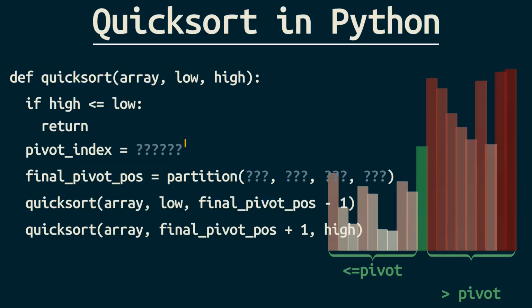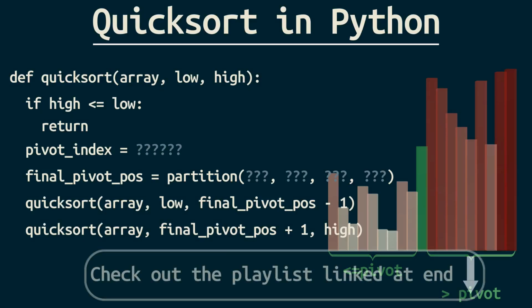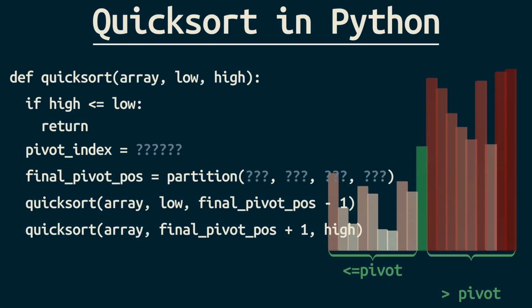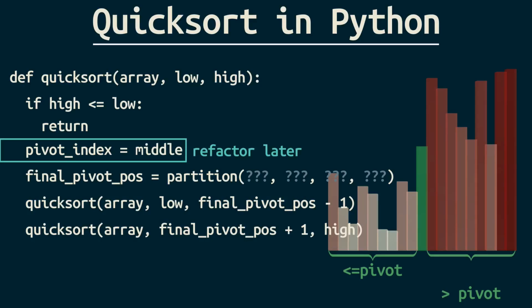Now, let's go back up to where we choose the pivot. My pivot choice video explains what the choices are and why you might use or not use each one, so check that out if you're interested. The middle element works well enough as pivot and is simple to code, so we'll use that for now. But this is a good thing for you to refactor later to explore quicksort more.